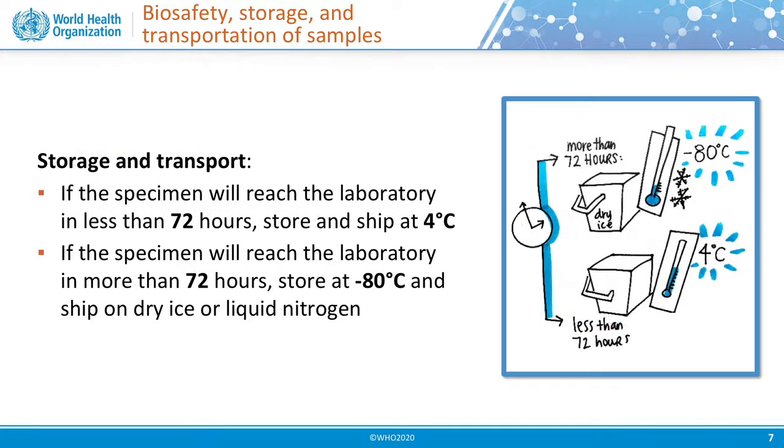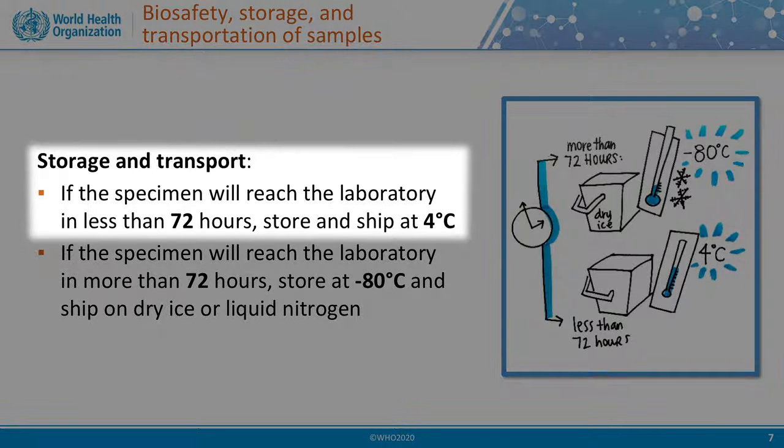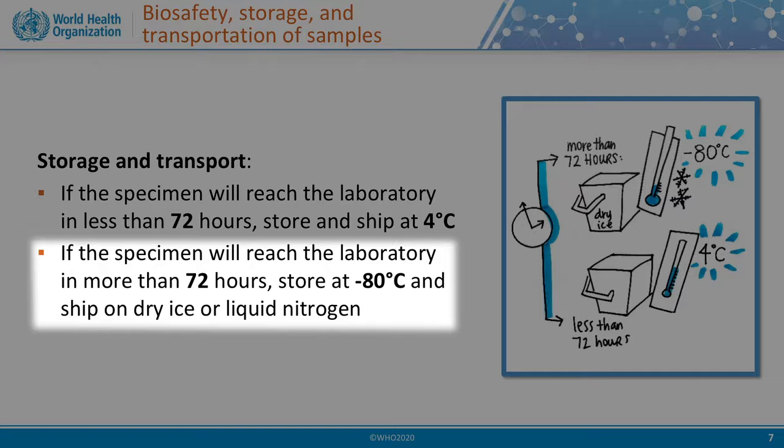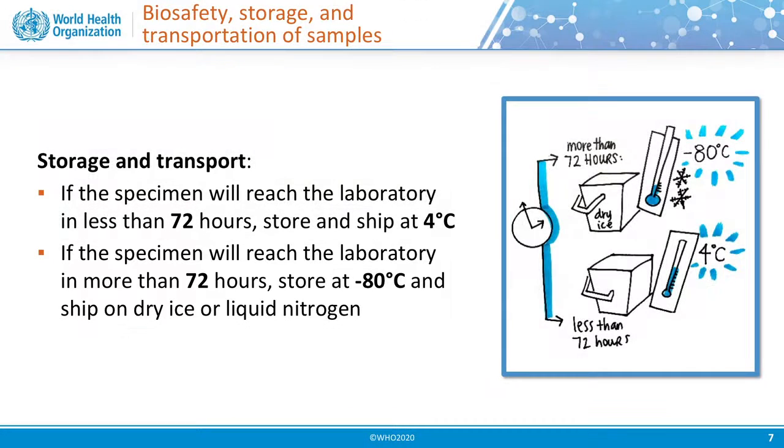And once the sample has been collected, you want to make sure that you're storing it and transporting it appropriately. If you're sure that the specimen is going to reach the lab in less than 72 hours, you can store it and ship at 4 degrees C. If the specimen will reach the lab in more than 72 hours, store at minus 80 degrees Celsius and ship on dry ice or liquid nitrogen. For more details, you can refer to the WHO guidance on shipping samples for COVID-19 testing.